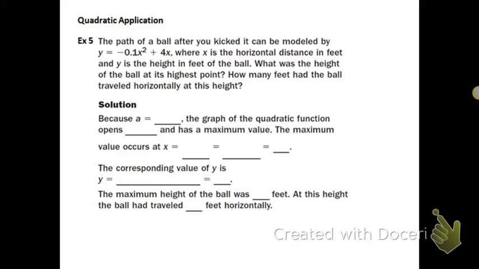In this video, we're going to take the little bit that we know about quadratics and try to apply them to some real-life situations. In example 5, the path of a ball after you've kicked it can be modeled by the equation y equals negative 0.1 x squared plus 4x, where x is the horizontal distance in feet and y is the height in feet of the ball.